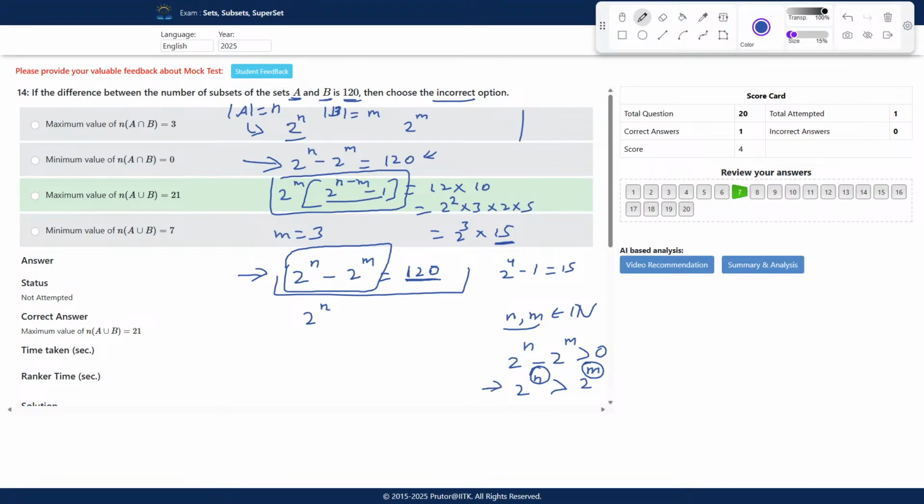Now if n is greater than m, let's take an example. If you have any doubt, please specify it, then I'll be able to answer it. So n is strictly greater than m.